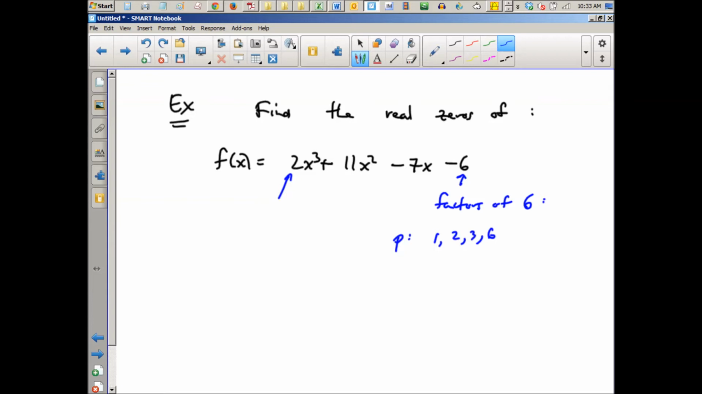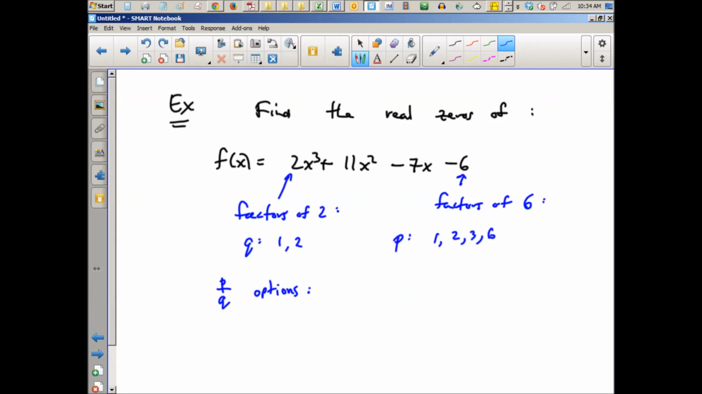Now you come over here and you look at this leading coefficient. So what are the factors of 2? 1 and 2, right? These are called the q values. Okay. Now what you do is you make a list of p over q options. So I'm just trying to divide p and q into little fractions.